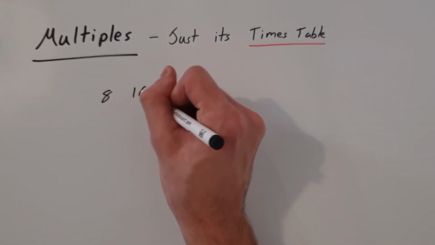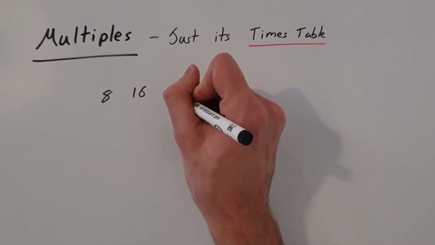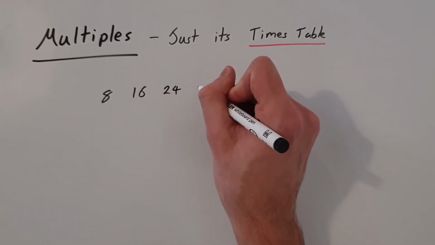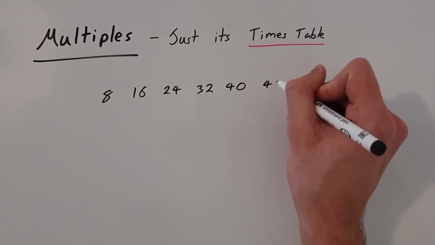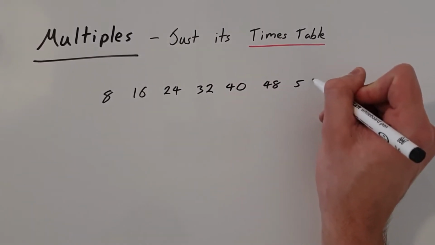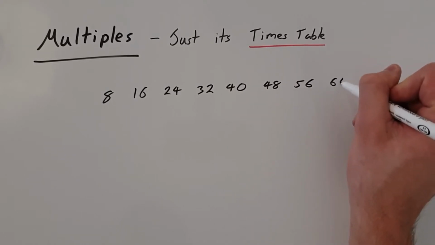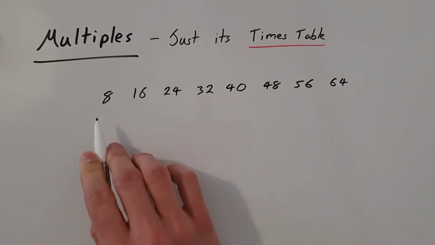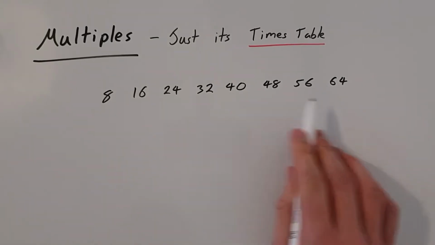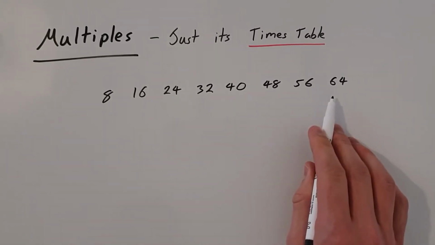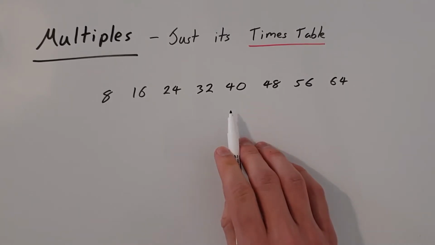So that would be 16. 3 times 8 would be 24. Then 32, 40, 48, 56, and 64. So here we go. Here are our first 8 multiples of 8. And as you can see, it is just the times table. And it's as easy as that.